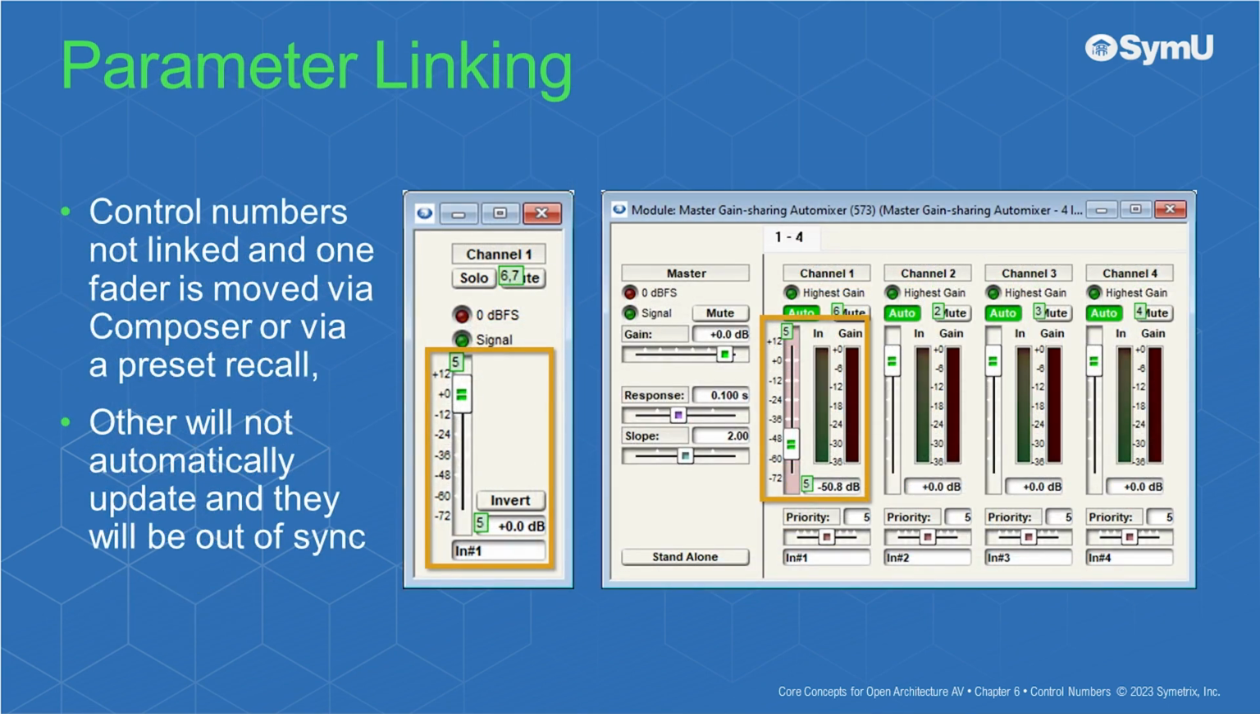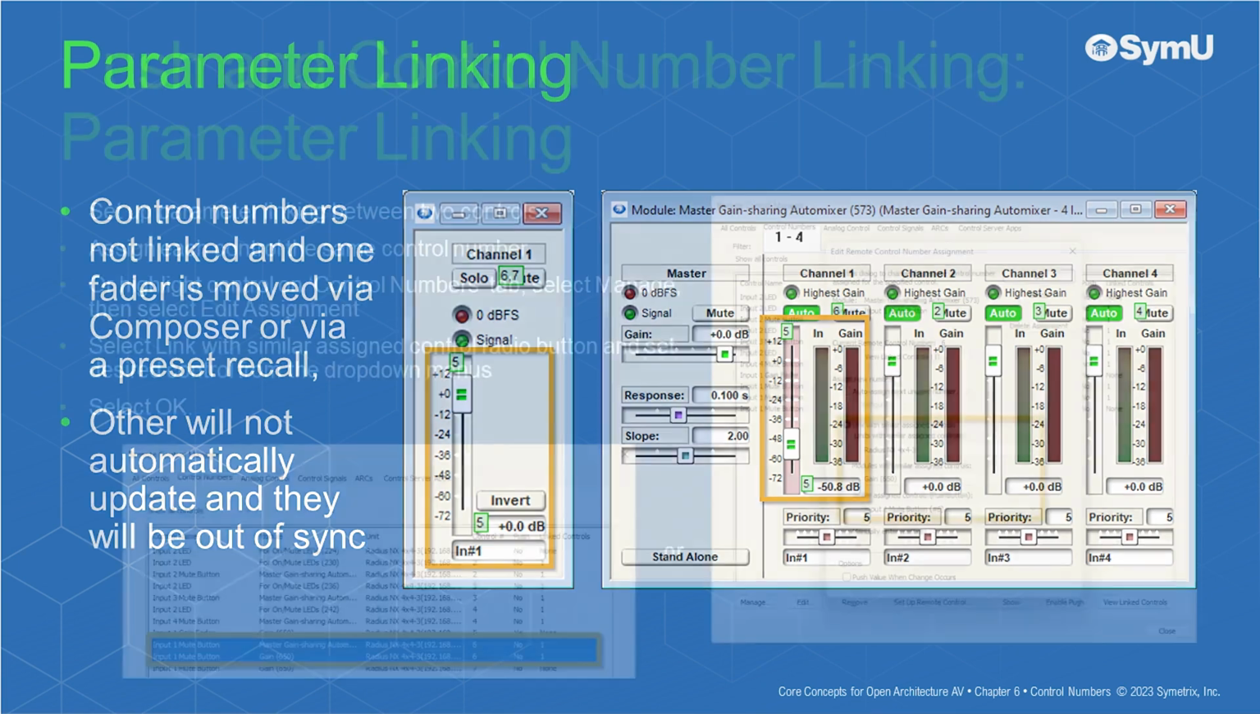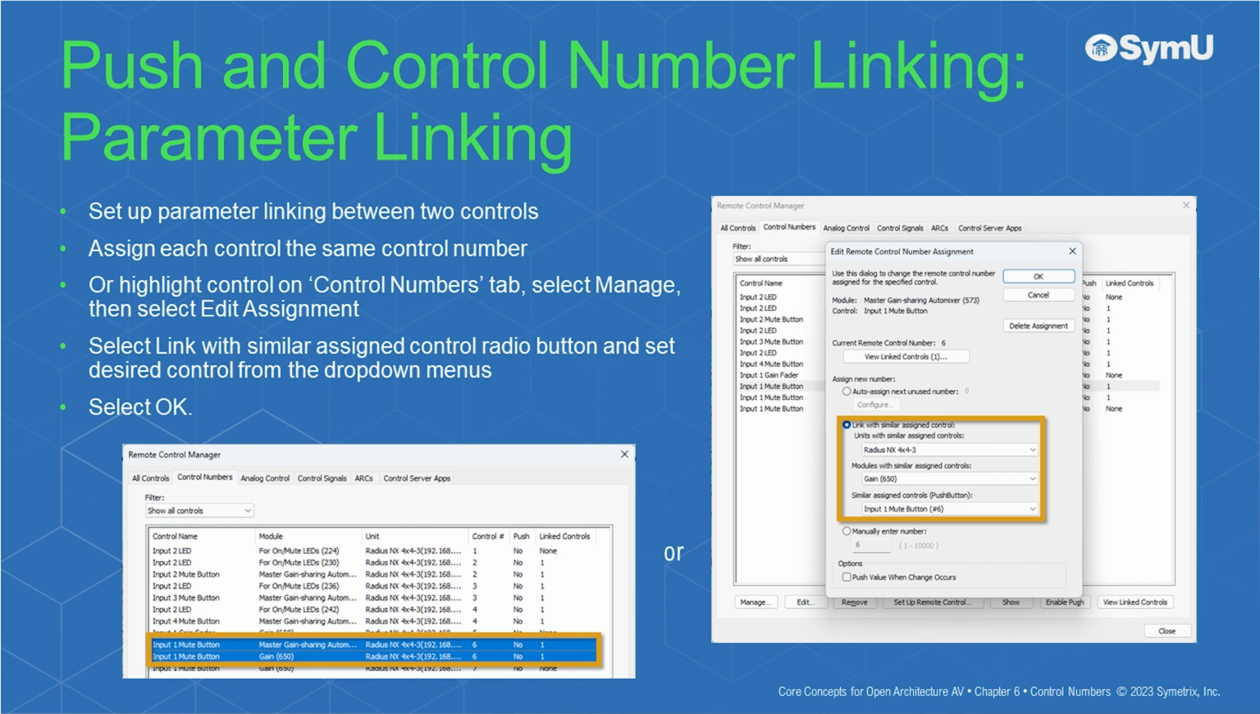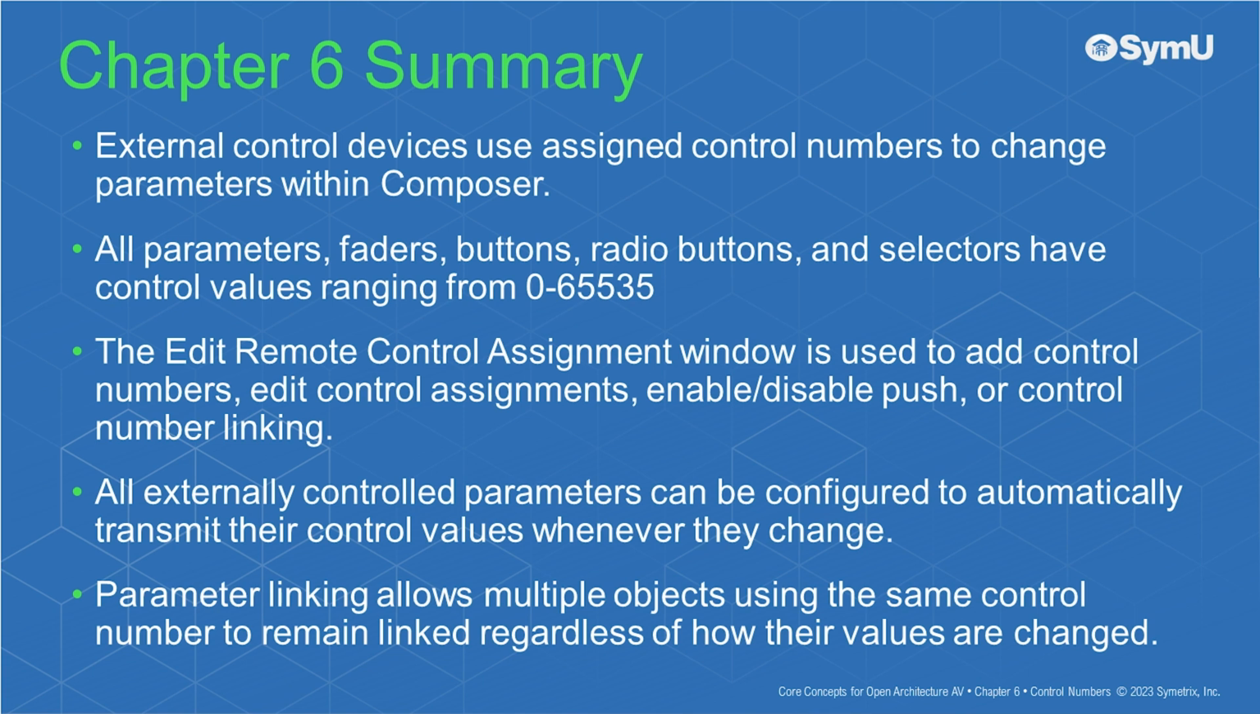If the control numbers are not linked and one of the faders is moved via Composer or via a preset recall, the other will not automatically update and they will be out of sync. To set up parameter linking between two controls, assign each control the same control number. Or, highlight the control on the Control Numbers tab, select Manage, then select Edit Assignment. Select the link with similar assigned control radio button and set the desired control from the drop-down menus. Then select OK.